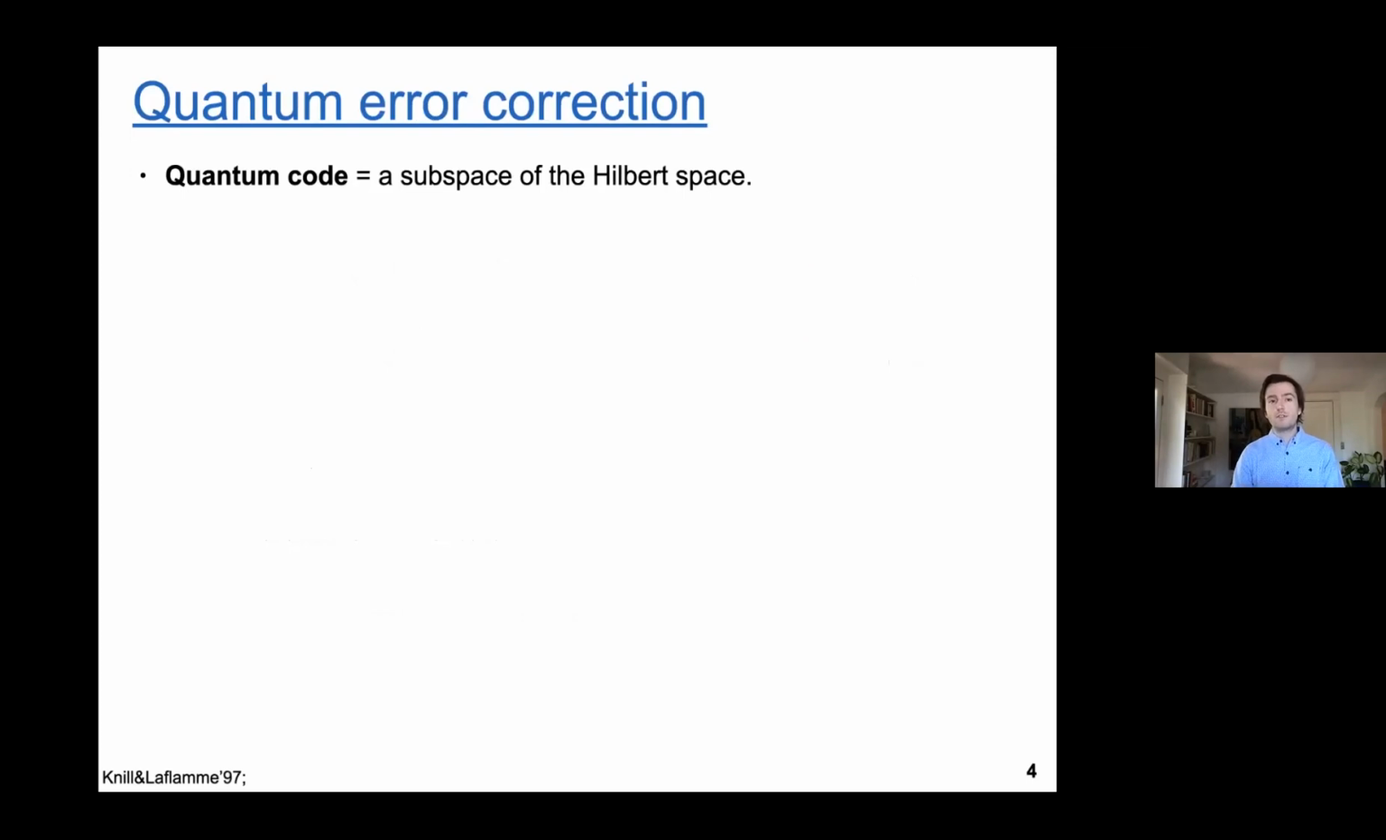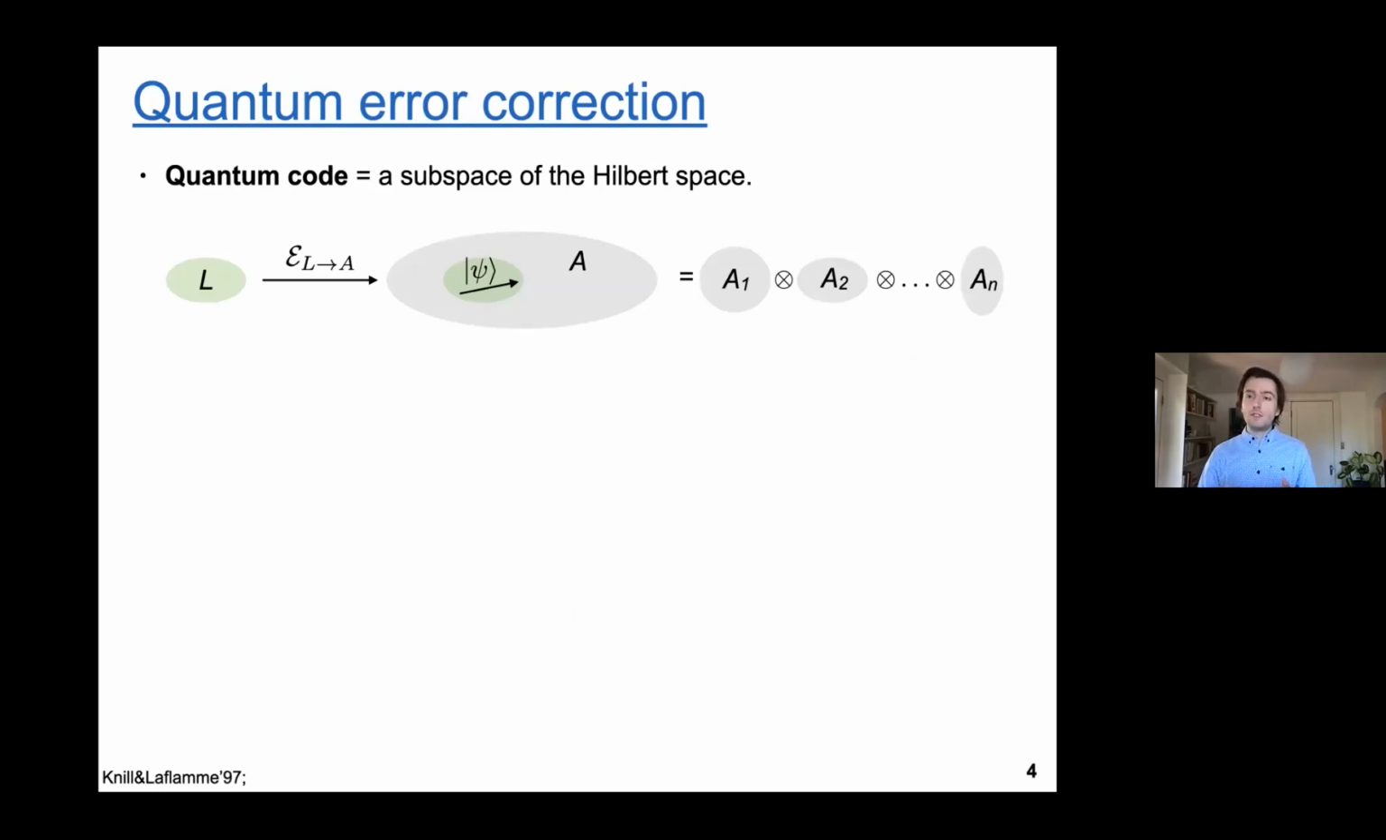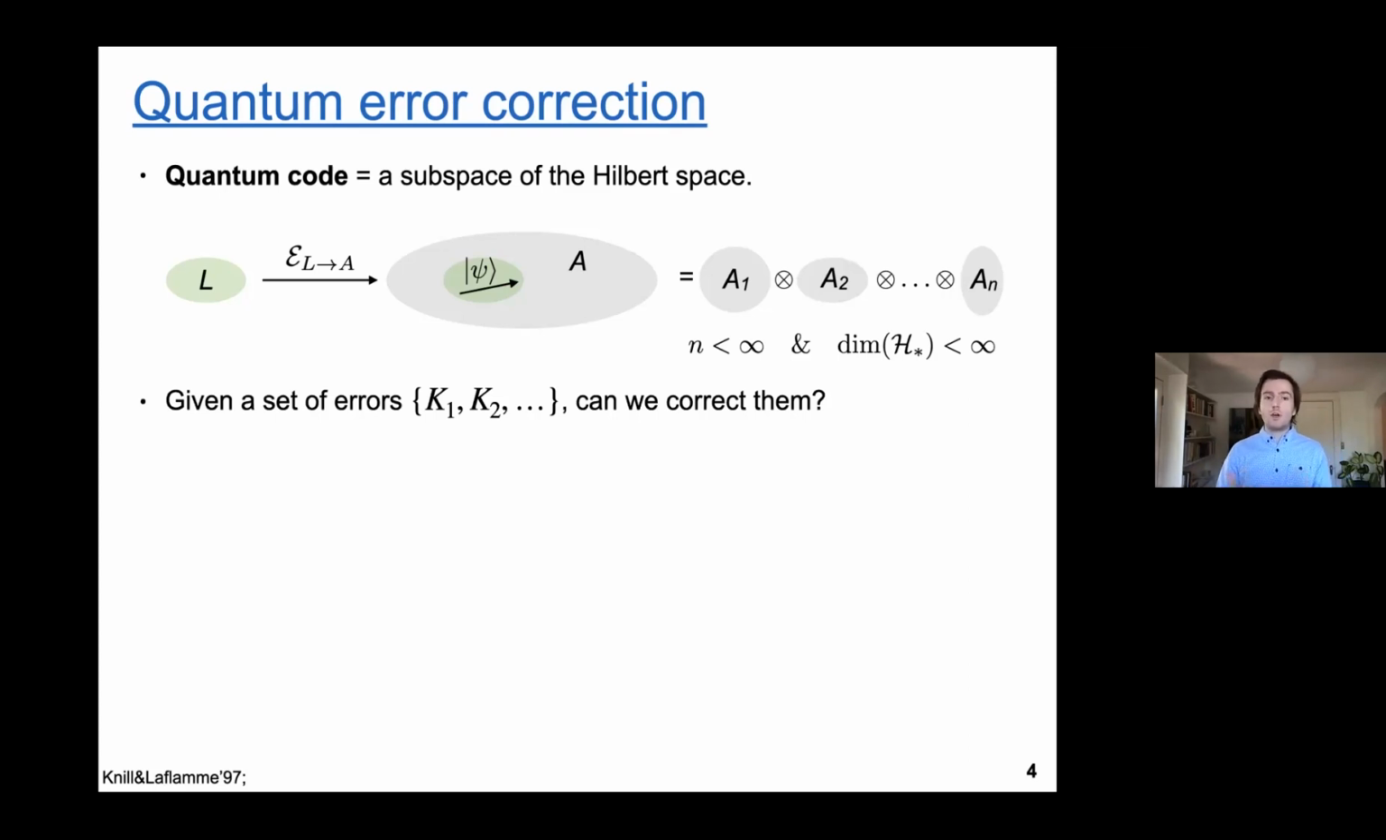So for the purpose of this talk, a quantum code is just a subspace of the Hilbert space. So what do we have? We have some logical information which we want to encode into some physical system. The encoding map E takes our logical state and encodes it into the physical Hilbert space. And throughout this talk, I will assume that the physical space admits a tensor decomposition into n subsystems. The number of subsystems n is finite, and the dimension of each and every local Hilbert space is finite. So you can think of those subsystems as, say, qubits or qutrits. So now, once we have a code, we can ask a question if we can correct some errors.